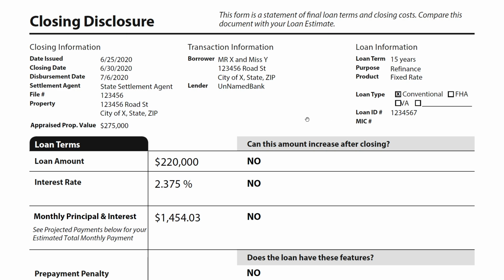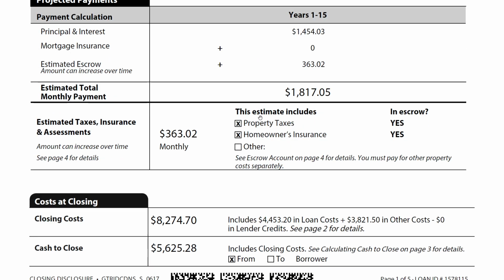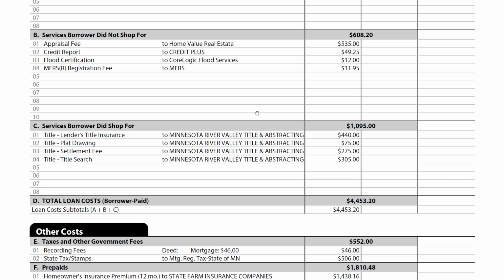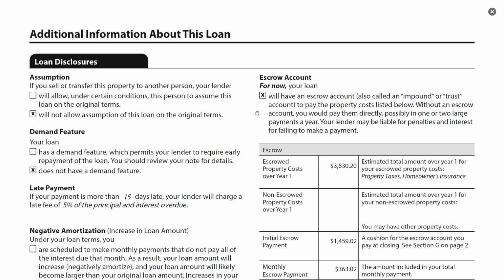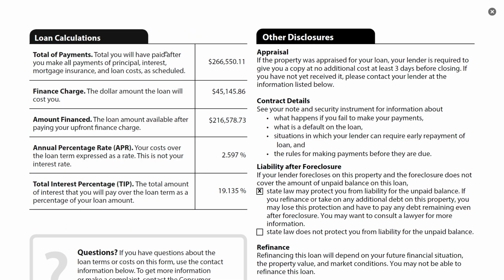So this was a 15-year loan, and when you go to the last page of the document, this is the information they wanted you to see before you sign. How much is the total payment? That includes those loan fees. How much is the total finance charge? This includes the interest plus the fees.